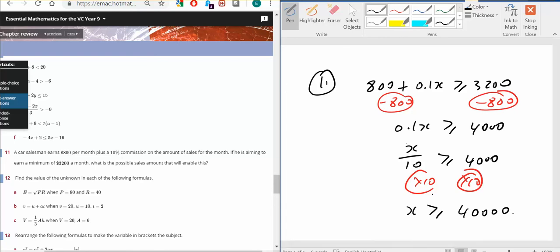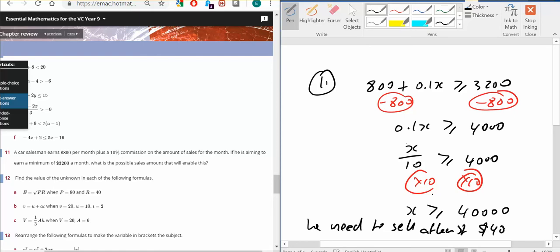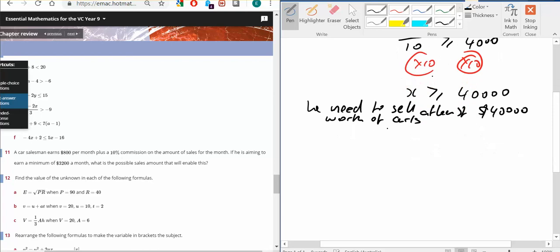So he has to sell at least $40,000 worth of cars. You have to answer your question in a sentence, in words. He needs to sell at least $40,000 worth of cars. Okay, so that's question 11.